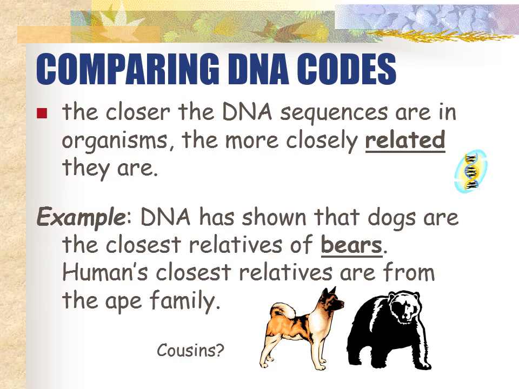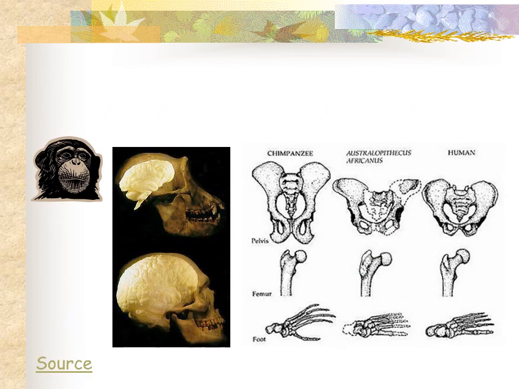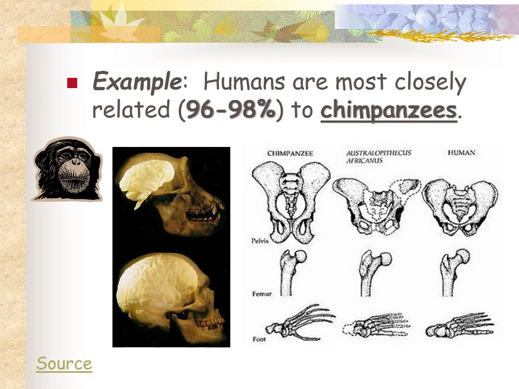So for instance, looking at dogs' genetic code, they're the closest relatives to bears. For humans, our closest relatives are from the ape family. So chimpanzees, depending on where you look, it looks like we have between either 96 to 98% of our genes in common. And when we look at other homologous structures, for instance, we can see those similarities as well.